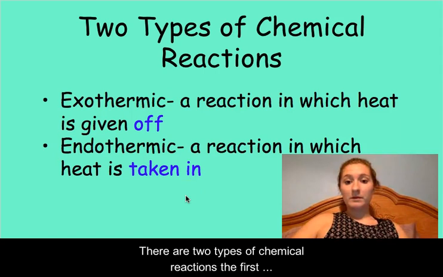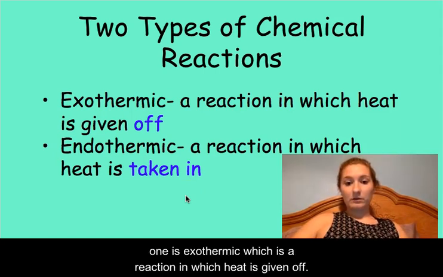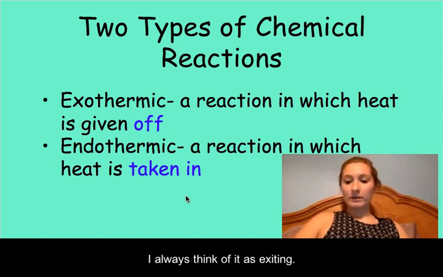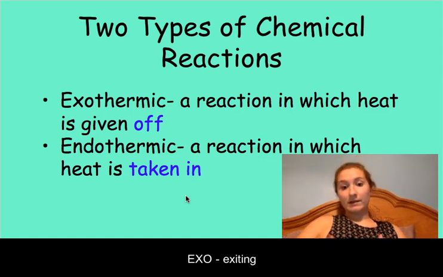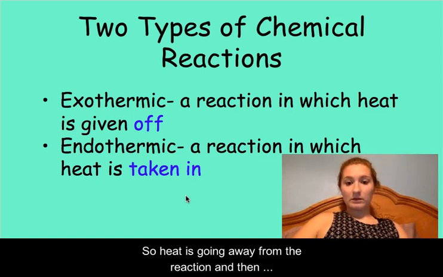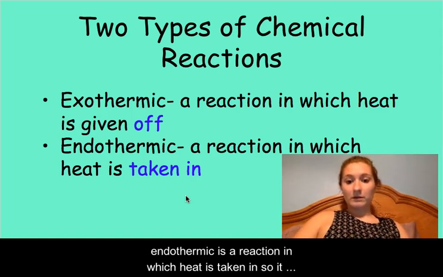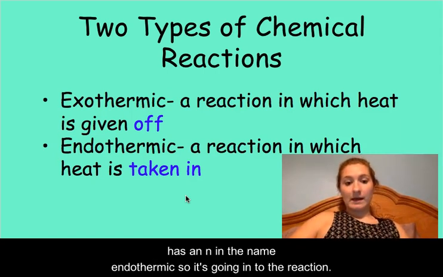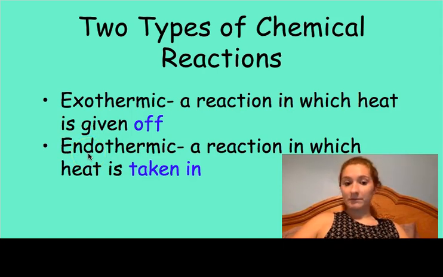There are two types of chemical reactions. The first one is exothermic, which is a reaction in which heat is given off. I always think of it as exiting, exothermic, EXO, exiting. So heat is going away from the reaction. And then endothermic is a reaction in which heat is taken in. So it has an N in the name, endothermic, so it's going into the reaction.